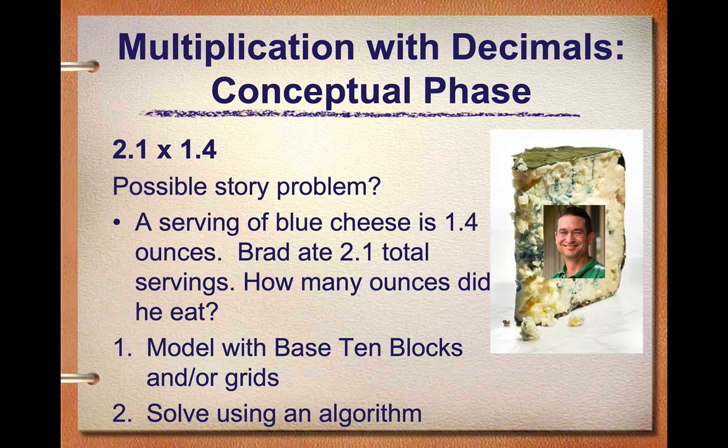Now, again, problems like this aren't really a real-world problem. It just gives us a context, right, for which to think about these numbers. So, again, the context is important here to think about. How many ounces did he eat? Did he eat, what do you think? Did he eat more than 2 ounces? Did he eat less than 2 ounces?